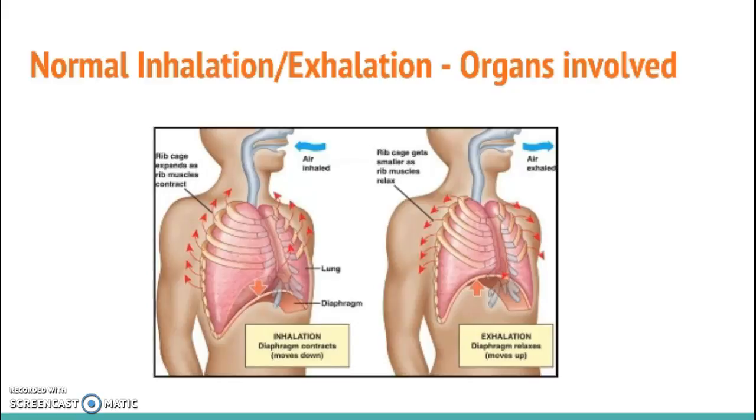So here you could see normal inhalation and exhalation. When you inhale, the diaphragm is going to go down, while the external intercostal muscles will rise. That's during inhalation. But during exhalation, the air is going to be leaving, so your diaphragm is going to go back up and your intercostal muscles are going to relax.